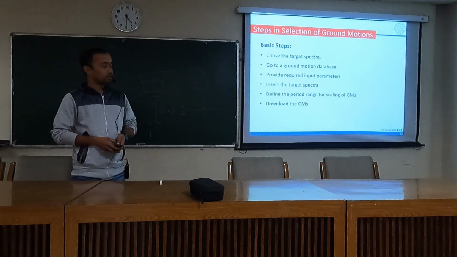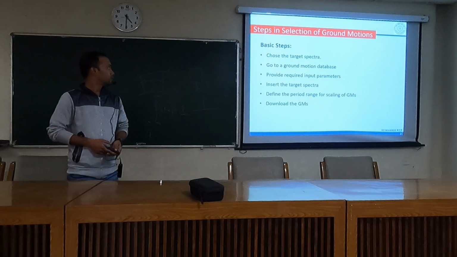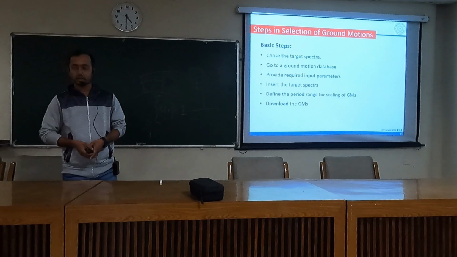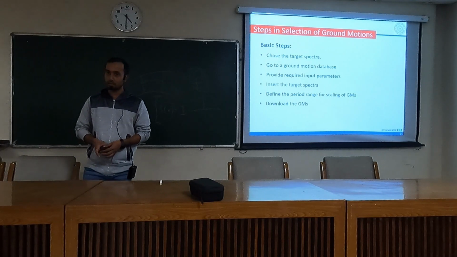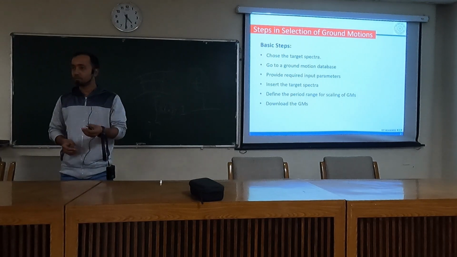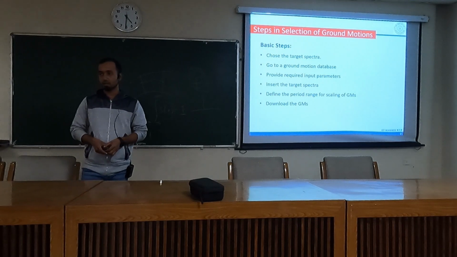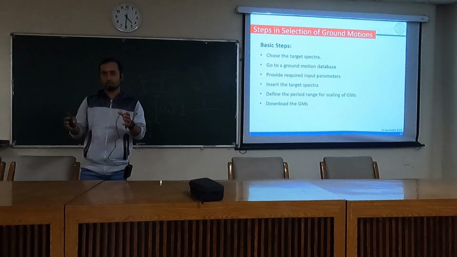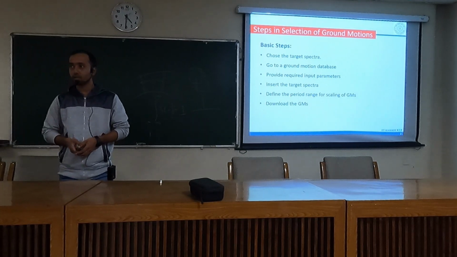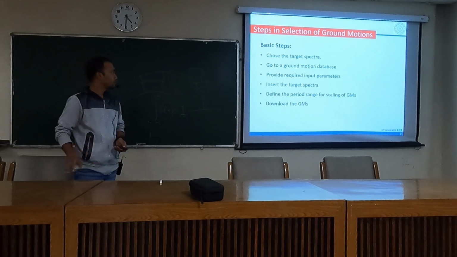Okay, so let's start with the basic steps. Conventionally, what we do first, we have to choose some target spectra. So, for example, you have the target spectra which is given in the codebook IS 1893. Then you go to some ground motion database. It's basically a store of a lot of ground motion sets which we have experienced in the past in the various parts of the world.